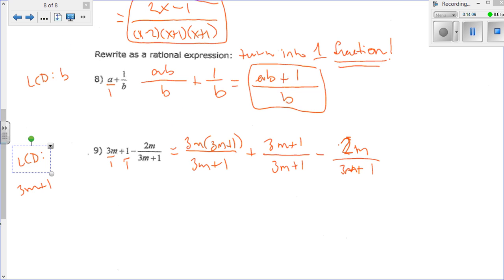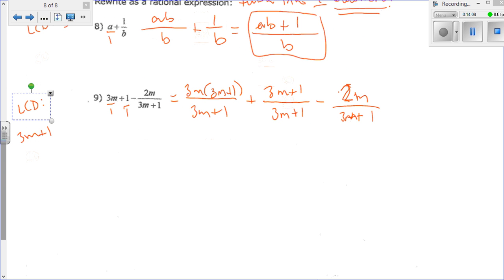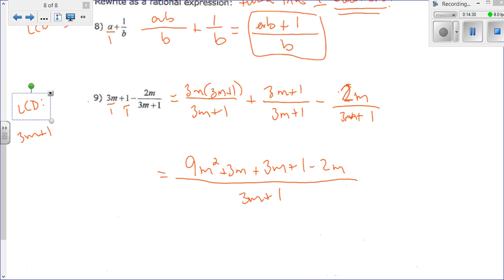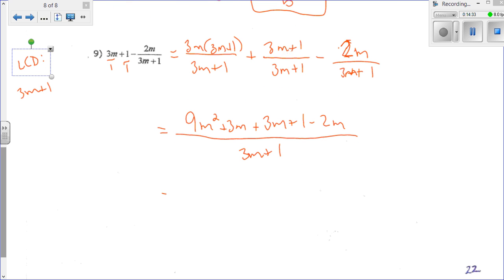So I need to do some distributing here, and I will get 9m squared plus 3m plus, nothing to distribute here, 3m plus 1 minus 2m all over 3m plus 1. I'm going to combine like terms. So I have 9m squared. 3m plus 3m is 6m minus 2m is plus 4m, and then plus 1 over 3m plus 1.